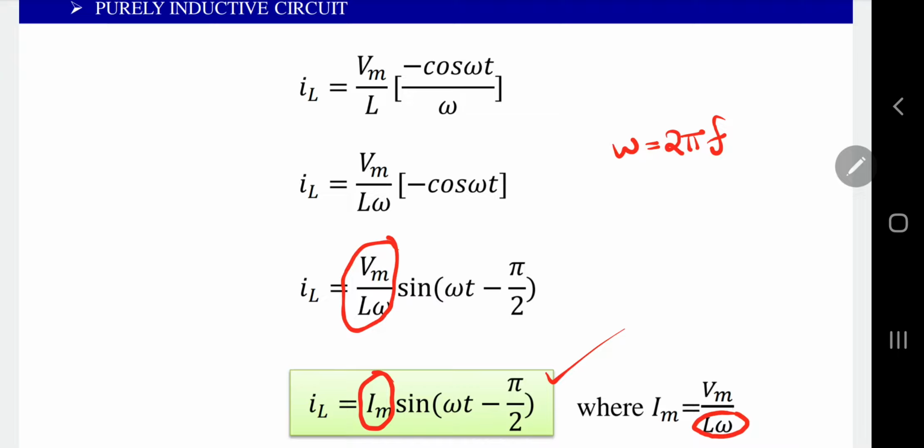Here you can see this becomes the impedance for the circuit. L omega becomes the impedance for this current.